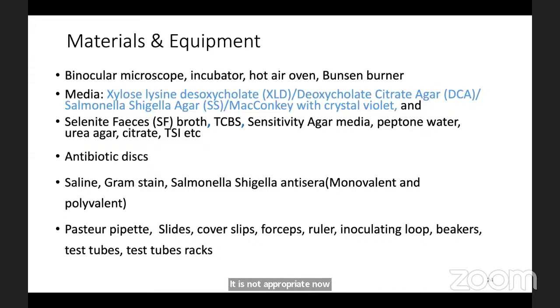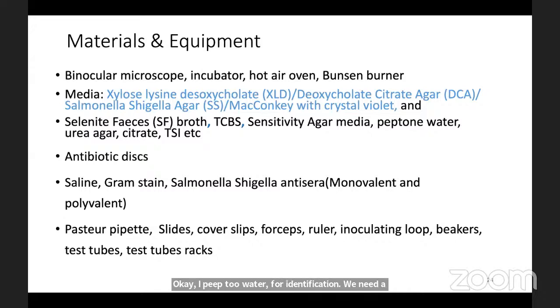Now, for the materials and equipment we need, the major ones are the microscope, incubator, hot air oven, and Bunsen burner. And for the media, for Salmonella or Shigella, we can either use XLD or DCA or SSA or MacConkey for the culture. We can also use, for other pathogens, TCBS and alkaline peptone water.